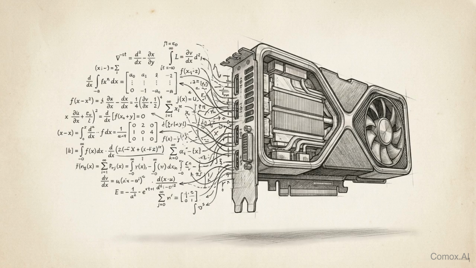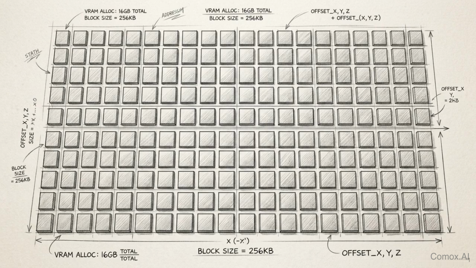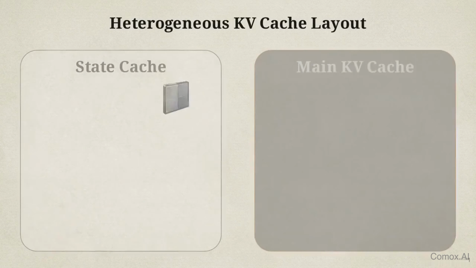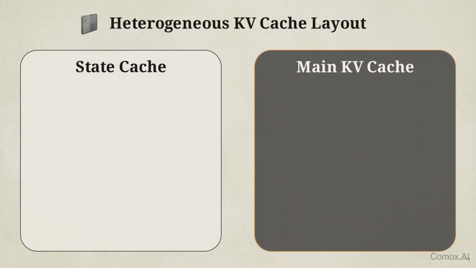The final systems engineering hurdle is mapping this abstract math into the physical GPU. Standard memory allocators assume every token requires the same amount of cache space. V4 compresses some tokens by a factor of 4 and others by 128. This asymmetrical geometry breaks standard memory management. The solution is the heterogeneous KV cache layout, which splits the VRAM into two distinct architectural zones.